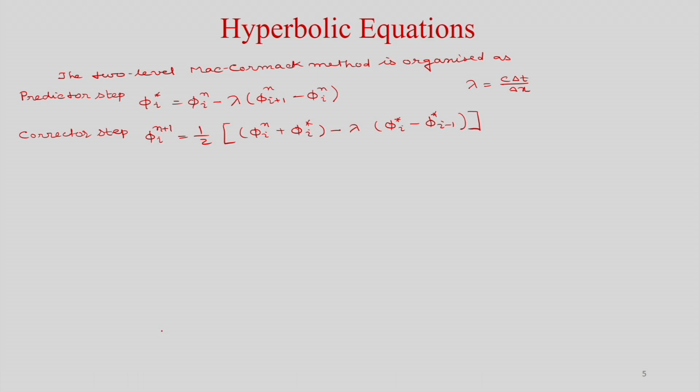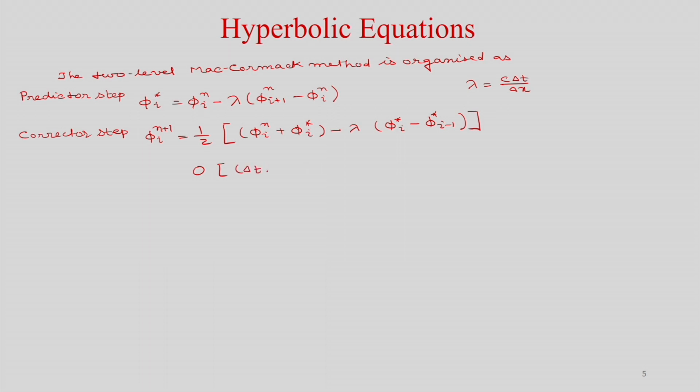Okay. So, in this equation you can see that in the first level, or the predictor level, we have used forward difference in the spatial derivative, but in the second level, the corrector step, we have used backward difference in the spatial derivative, but you can do it the vice versa way. So, you can first use backward difference in the first level and in the second level you can use forward difference. So, what is the order of accuracy? Order of accuracy is delta t square and delta x square. So, it is second order accurate in both time and space.